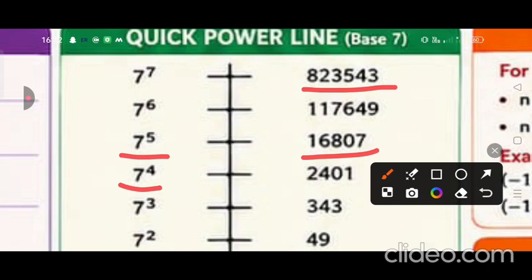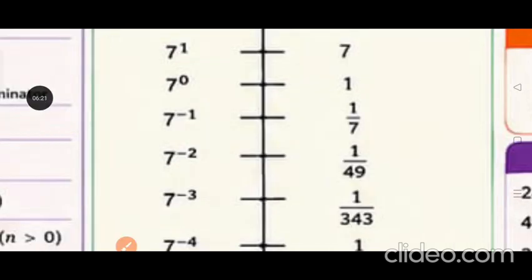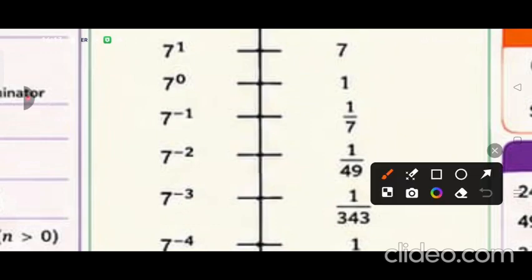And 16,807 divided by 7, we get 2401. Then again divide by 7, we get 7 cube, and 2401 divided by 7, we get 343. 7 square, 49. Then 7 raised to the power 1, we get 7. Now 7 raised to the power 0. 7 divided by 7, we get 7 raised to the power 1 minus 1, that is 7 raised to the power 0. And 7 divided by 7, we get 1.